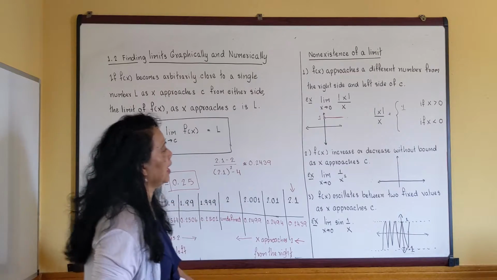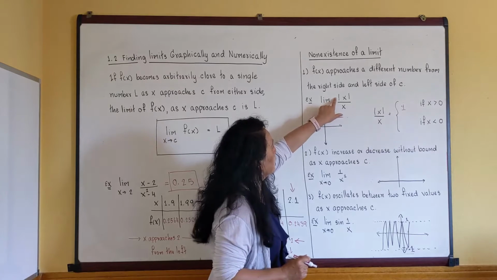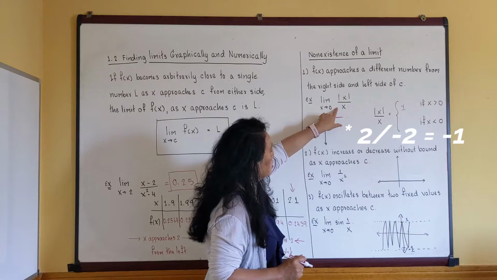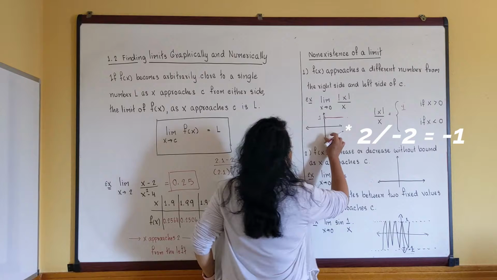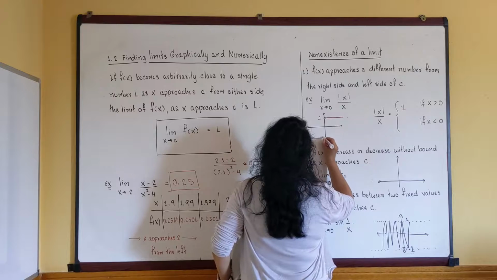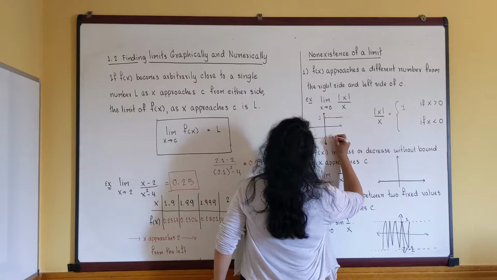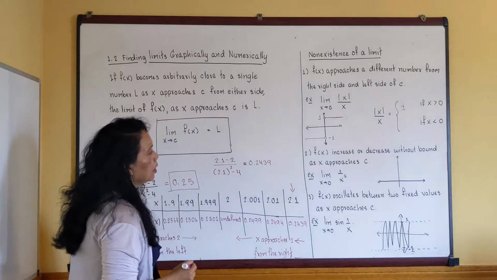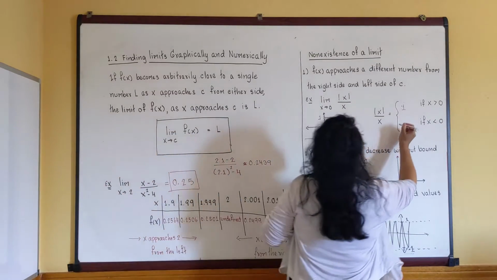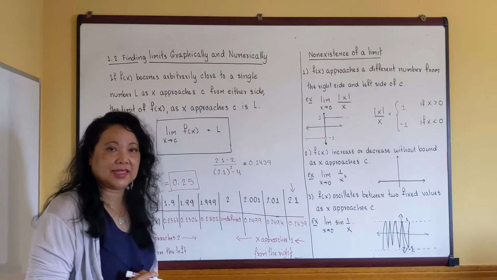Now if it's approaching from the left, let's pick the number negative 2. You're going to have the same number again, negative on the numerator and positive on the denominator. So you're going to get negative 1, because one is positive and one is negative. So basically, negative 1 here. So if x approaches 0 from the right, you're going to get 1, and approaching 0 from the left, you're going to get negative 1. So these are two different numbers. So the limit does not exist.